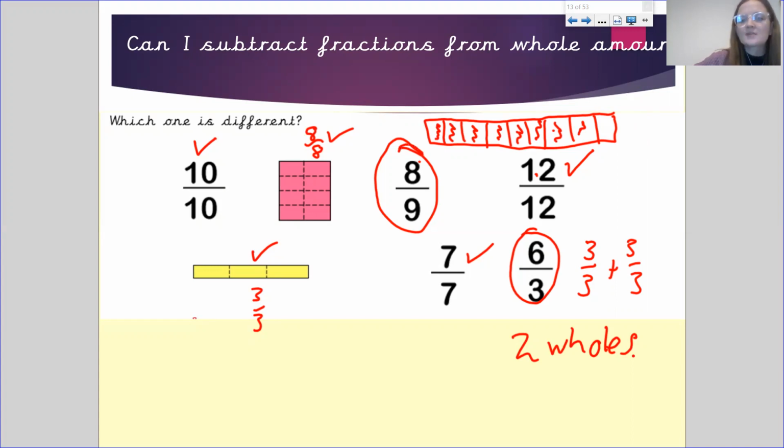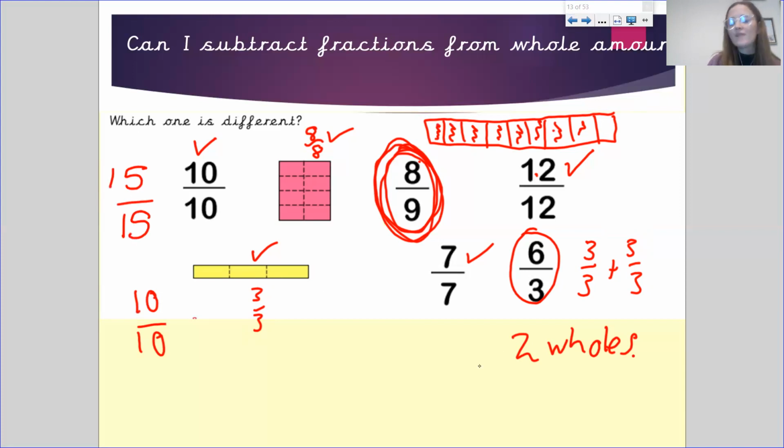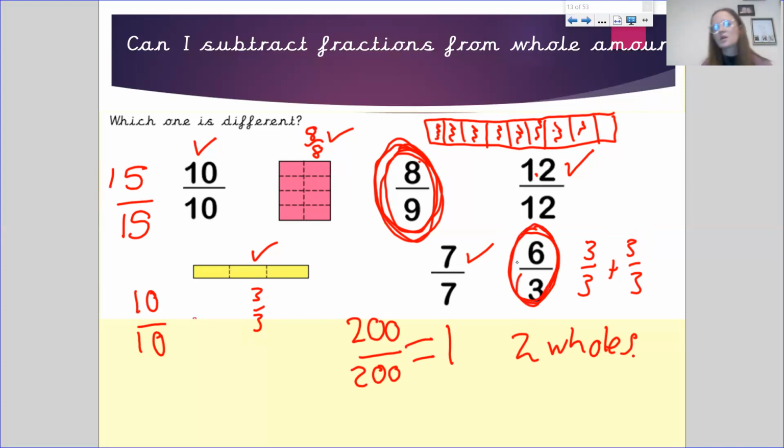So actually the one that is different is 8 ninths, because it is not made up of a whole number, whereas all the other ones are either made up of one whole or two wholes. And that is something that we need to remember when we go into this lesson, is the idea of whole numbers being something like 10 over 10 or 15 over 15. Whatever the number is, even 200 over 200, it's going to equal 1, unless it is an improper fraction, and then you would have more than one whole.